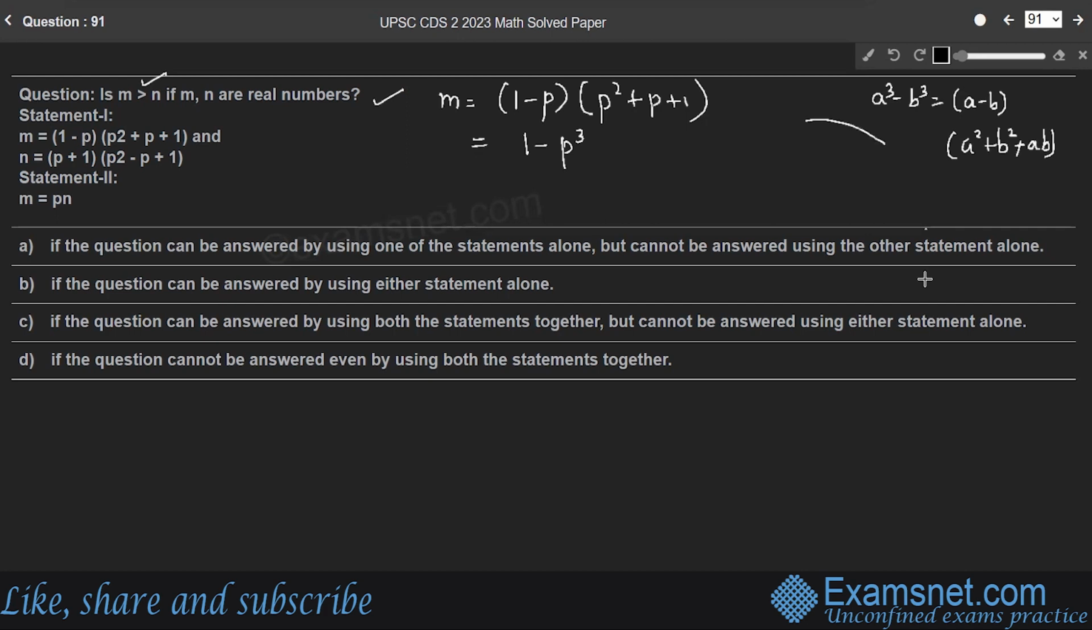So apply the same identity here. So we can say m is equal to 1 minus p cube, right? Which is in the form of a cube minus p cube. Whereas n can be written as n is (p plus 1) into (p square minus p plus 1).